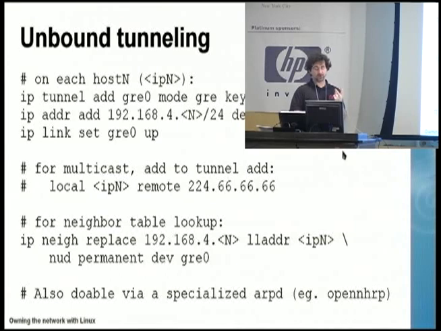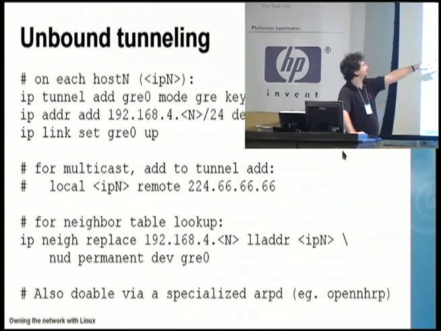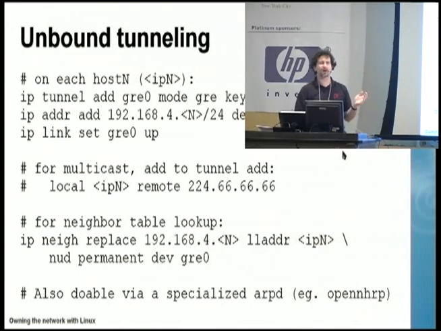So there are two ways to do this. If you have multicast between all your nodes, you can subscribe them all to a multicast address. So you specify your local IP. Just remote doesn't work. You have to do both local and remote. Then you specify the same multicast address everywhere. And the nodes will automatically do multicast lookups, saying, where is 4.3? And 4.3 will respond. So it will basically do an ARP, a fake ARP protocol over multicast. And then you have your network already set up automatically.